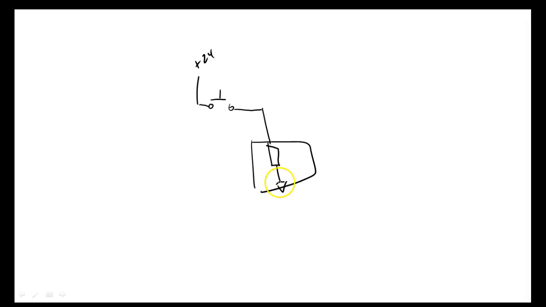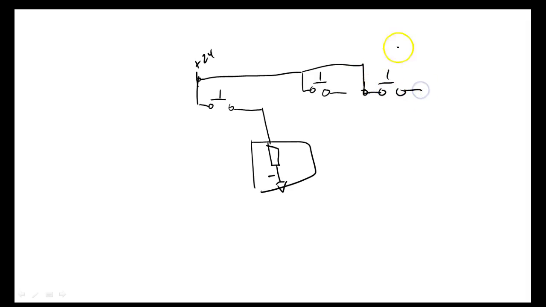So over here, we're using a ground. We're using the minus as the common up here on all my push buttons. This push button would come over here, and it would go to another push button, and then this would go over to another push button. So what are the push buttons using? Well, the push button's using the plus as its common. All the PLC inputs are going to be using the minus as the common.